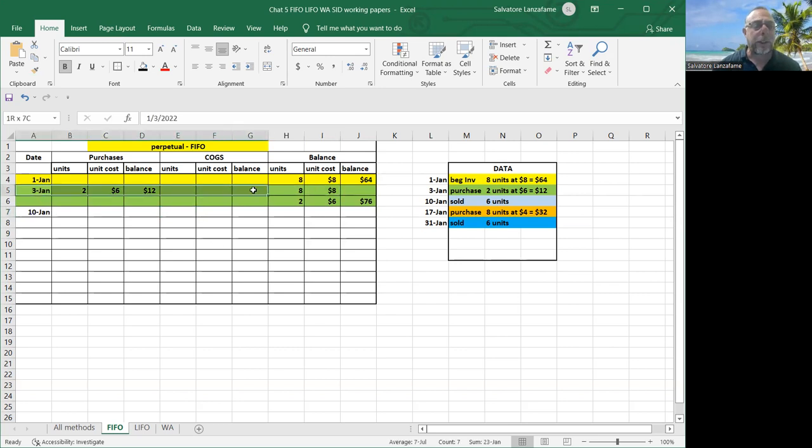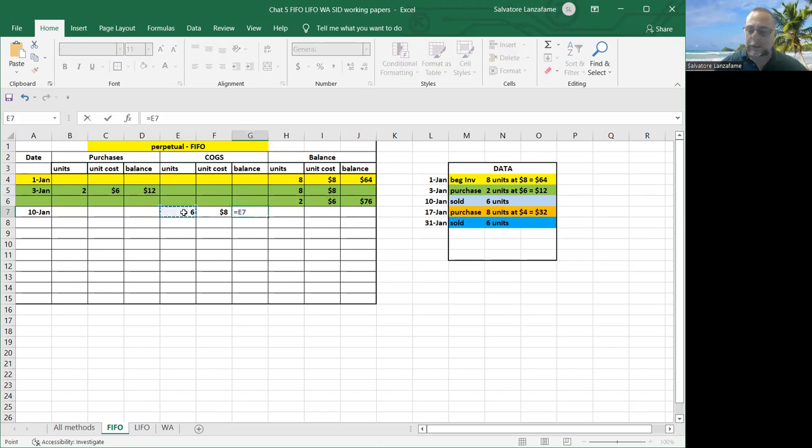So look at the green row, the January 1st row. That's where you want to pull your data from. So we're going to yank out the first 6. So 6 at 8. 6 times 8 is 48.